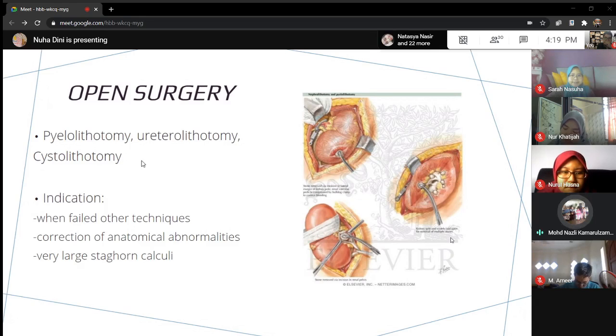One more open surgery we sometimes use for stone disease is nephrectomy. If the stone has been obstructing for a long duration and the kidney has become non-functioning, we need to do an elective nephrectomy to remove the kidney, because if you leave it there, the kidney can become infected and the patient can get sepsis. So as I mentioned, ureterolithotomy, open vesicolithotomy, and also nephrectomy.